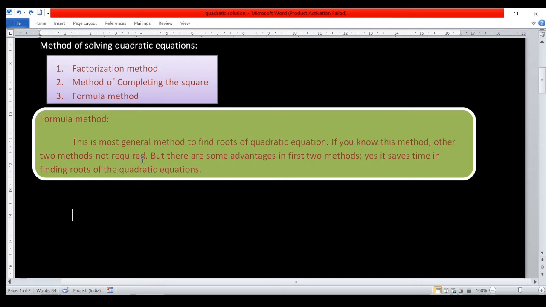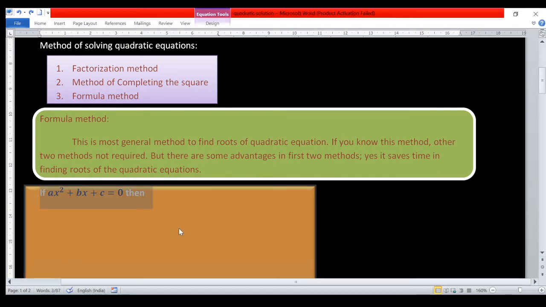Okay, but there are some advantages in the first two methods. Yes, it saves time in finding roots of the quadratic equations. So formula method will definitely give a solution for any kind of problems. But the first two methods depend on the type of questions. That's why the most general one is formula method. Other two methods depend on the questions, so we'll discuss them by examples. Okay, first formula method.